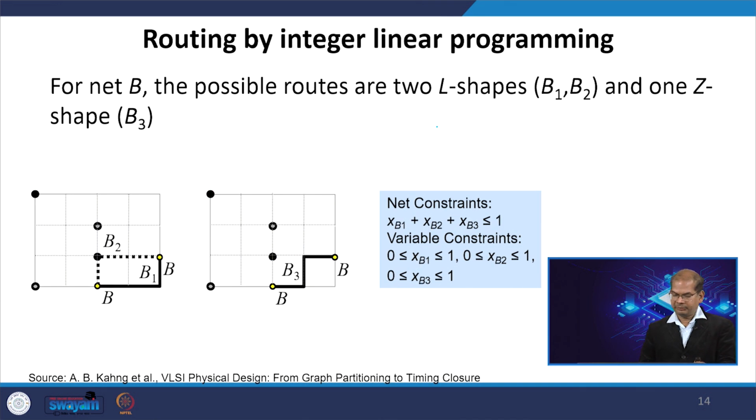Now, we will do the same thing for all nets. Let us say I have B1 here, that should be connected to this one. B1 has basically 2 L shape possibilities and 1 Z shape possibility. So, we have 3 possibilities. Let us say this is 1, this is 2 and this is 3. So, we write x B1 plus x B2 plus x B3 is less than or equal to 1. Any one of them will be 1 and the others will be 0.